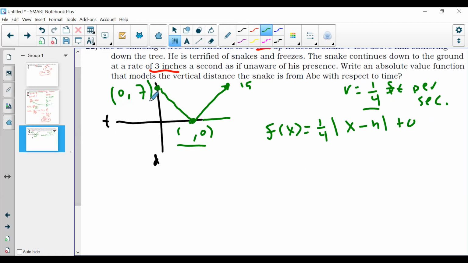You also could kind of just use that line is a decreasing slope to figure it out as well. That works too. But we can do it this way as well. So plug in 0.7, 7 equals.